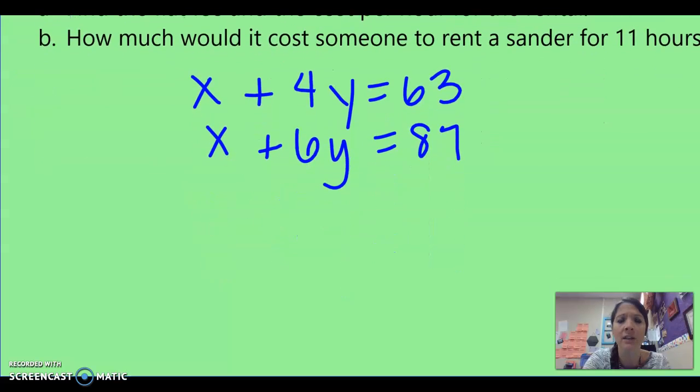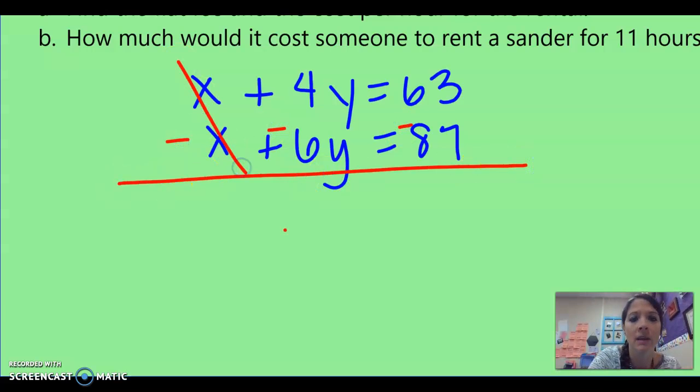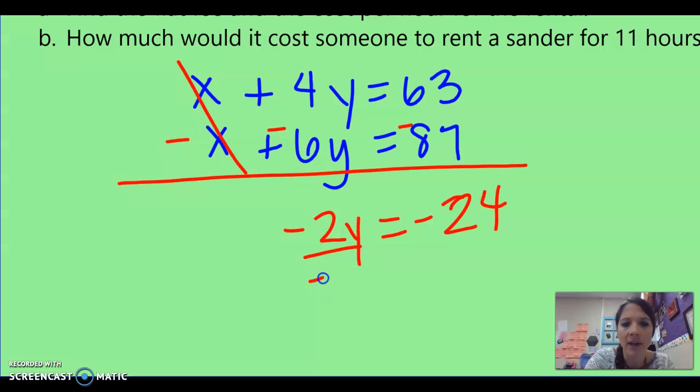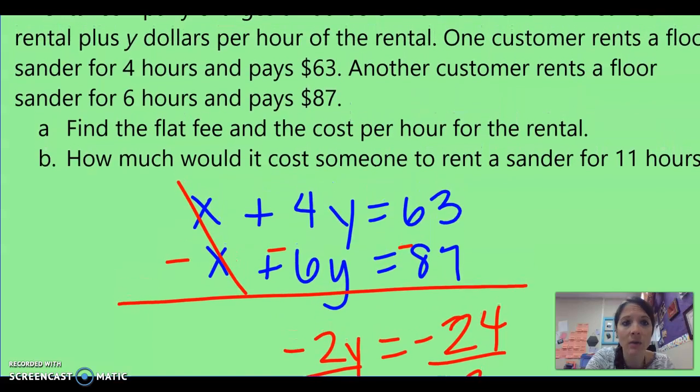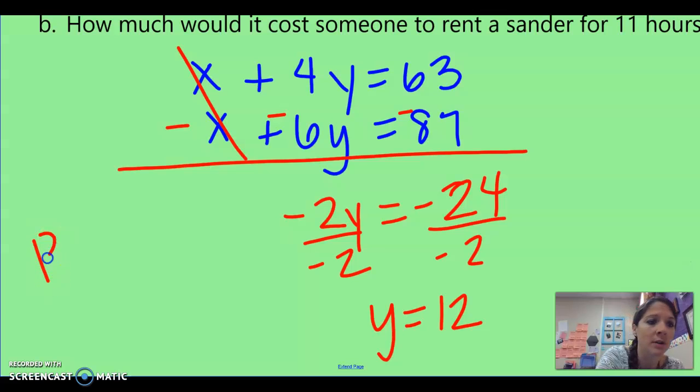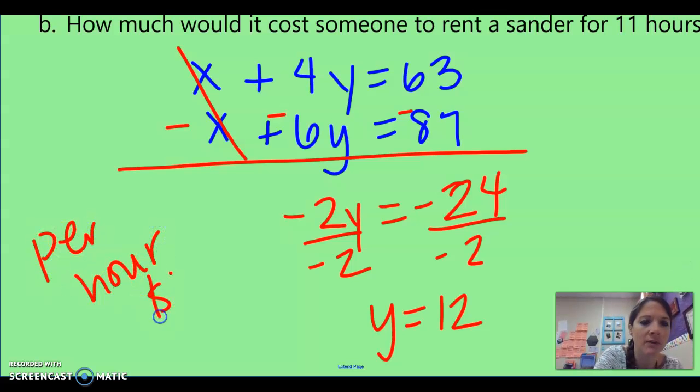So from here, I just have to set them up. Well, one's positive and one's negative, so I'm going to change all the bottom ones so that I can subtract. That's going to give me a negative 2y equals a negative 24. I'm going to divide by negative 2, and I'm going to get y equals 12. Okay, so y is going to equal 12. So that is my hourly rate. So per hour is going to be $12.